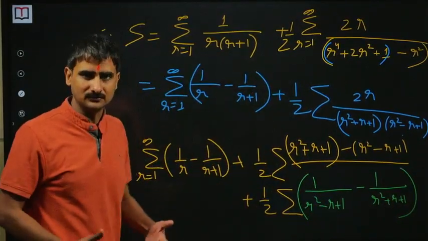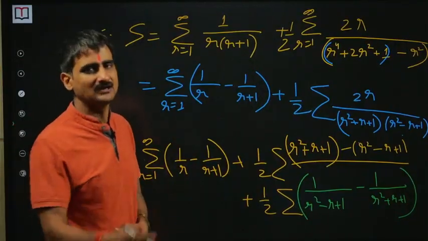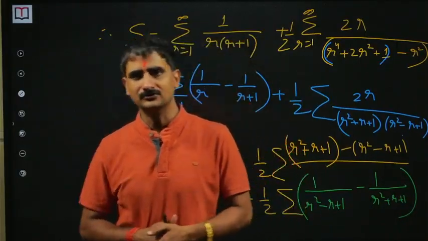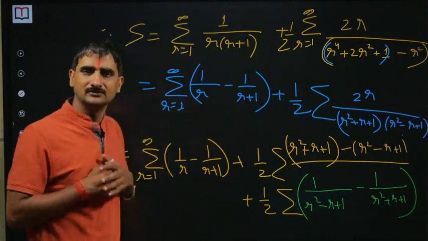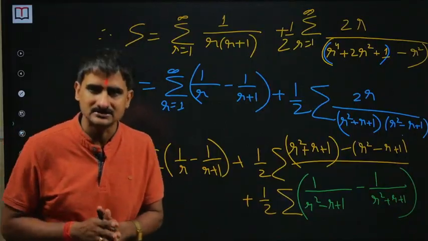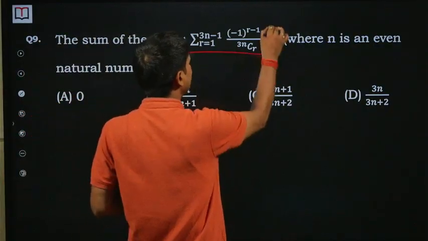Now we know what to do. Just go on putting the values of r, and of course since it is infinity, the last term left is of no use. Why? Because it will go to 0 as r goes to infinity. So the terms which you are left with initially are the terms which are going to contribute in the answer. So do it and you will get the answer. That's it.